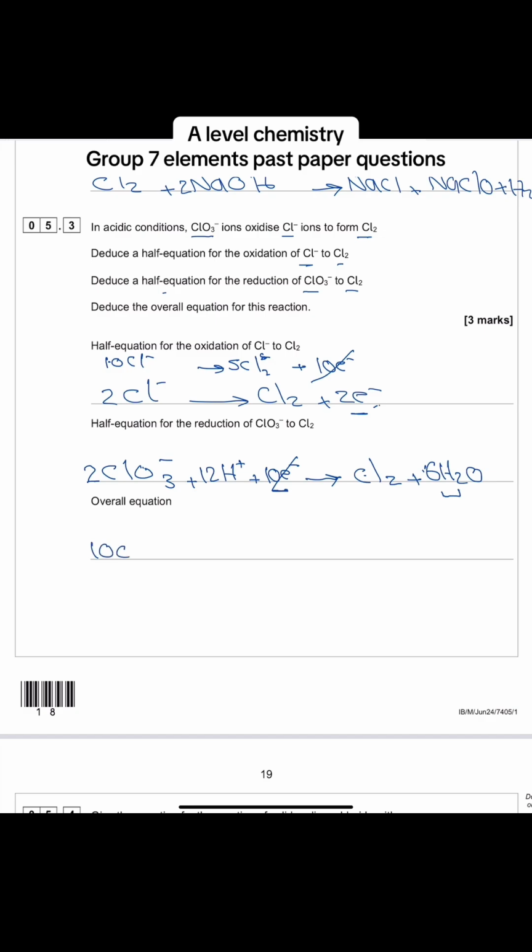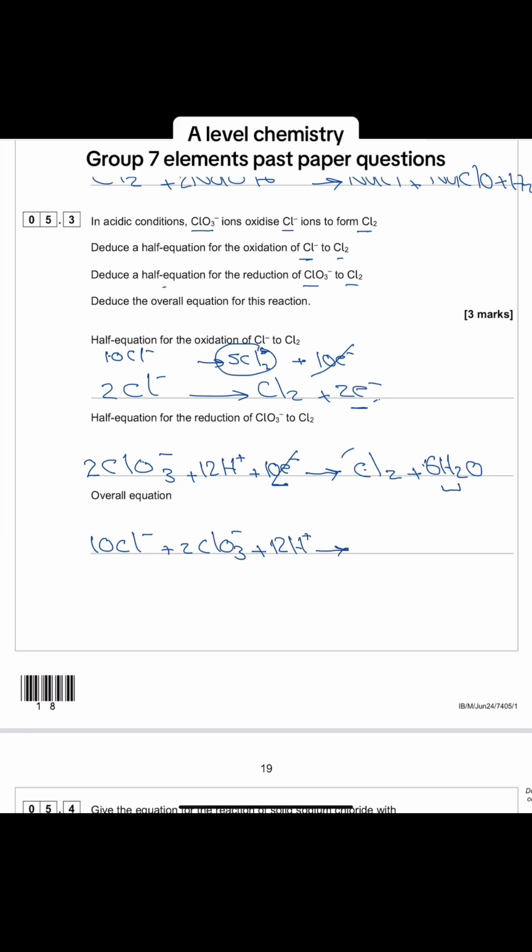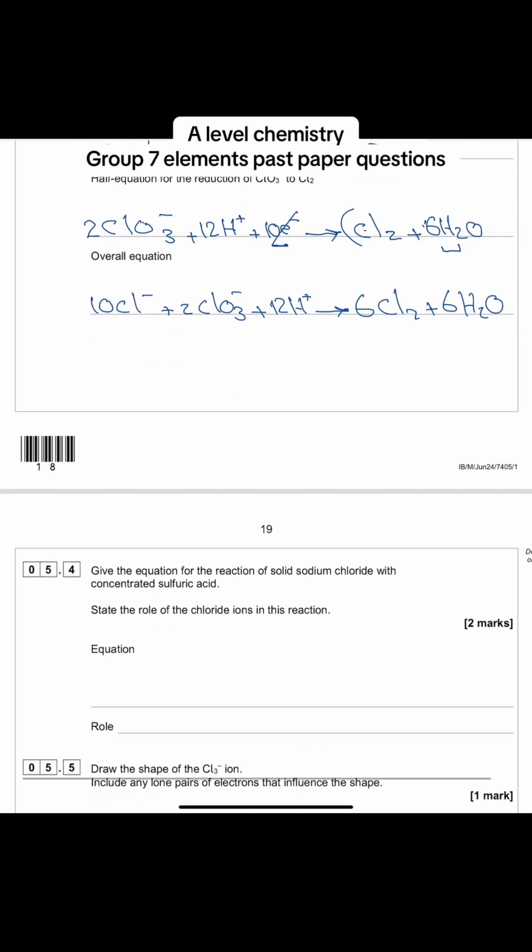So 10 of the chloride plus 2 of the chlorate plus 12 of the hydrogen ion. That will give us, here we have 5 chlorine and here we have 1. So in total there are 6 of the chlorine and 6 of the water. You can divide everything by 2 as well, and that gives you 5 chloride to 1 of the chlorate and 6 hydrogen ion to give 3 chlorine and 3 water. Any of these will be accepted.